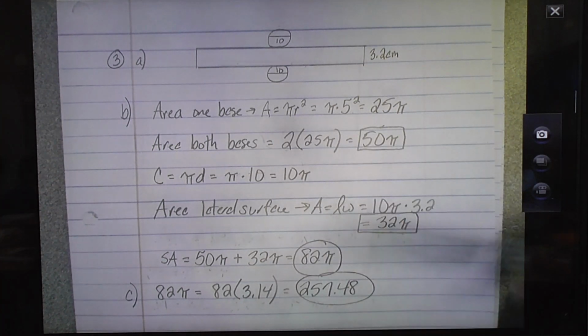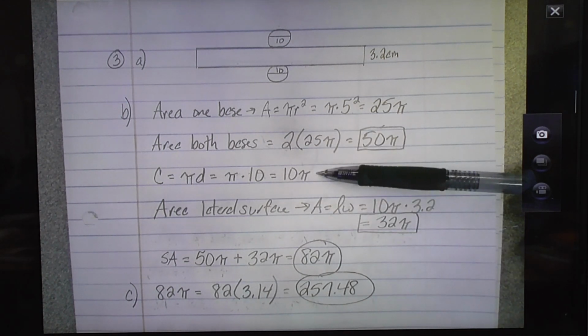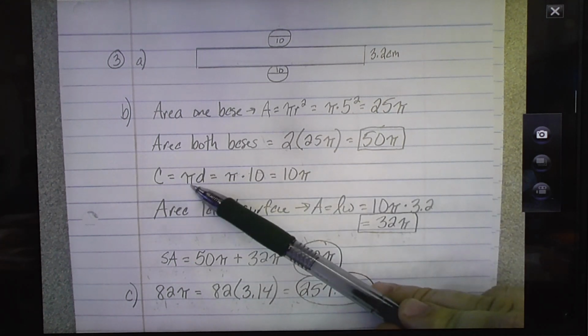Then the next thing I said, I'm not going to keep going back and forth to the problem. So I know I've got to find the circumference, and I'm going to go ahead and find the circumference next. So I did my circumference is equal to pi times the diameter.